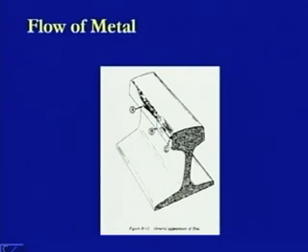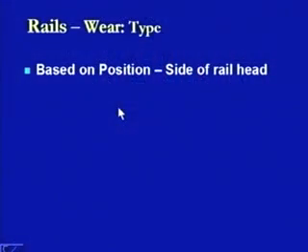So, this is the flow of the metal, and in this case again there is a categorization of this flow as A, B and C on the basis of the location and the type of things which are happening. We will be looking at all these abbreviations a little later. What does it mean as A, B or C? Then further, when we come to the wear of the rail sections, the other case is based on position, which is the side of the rail head.